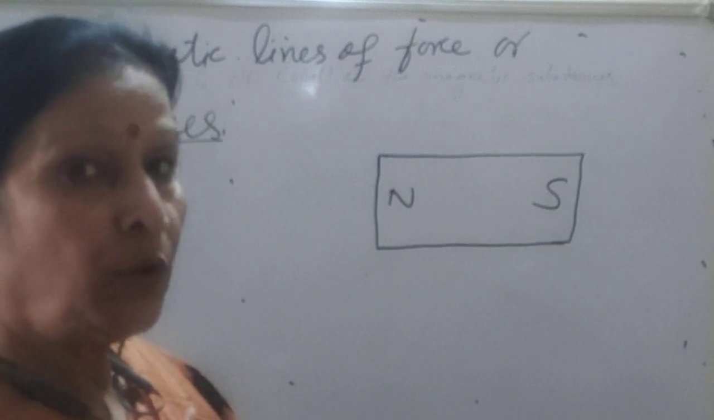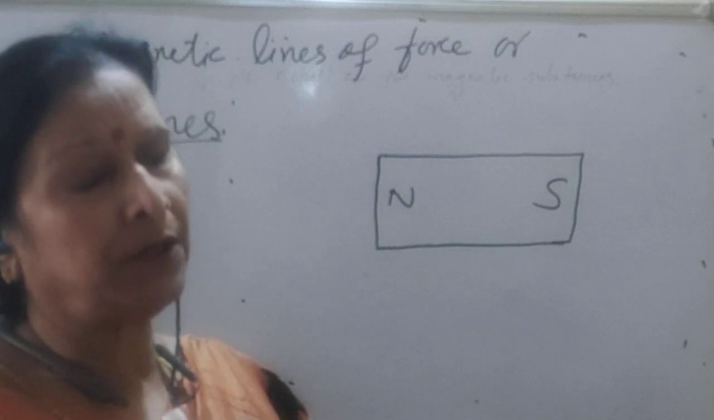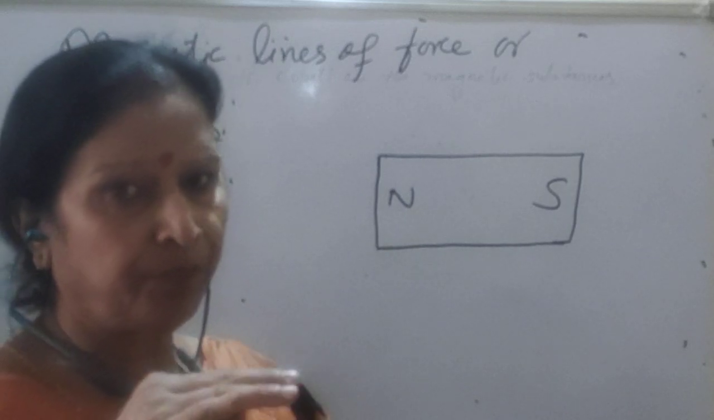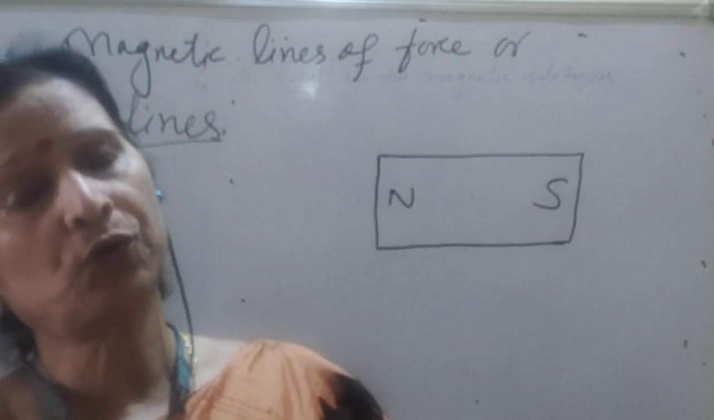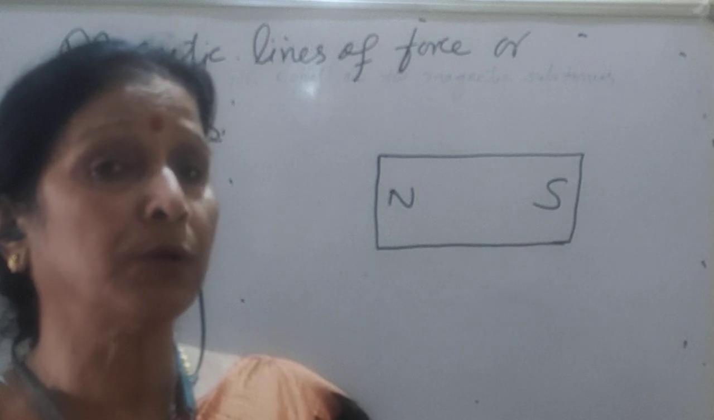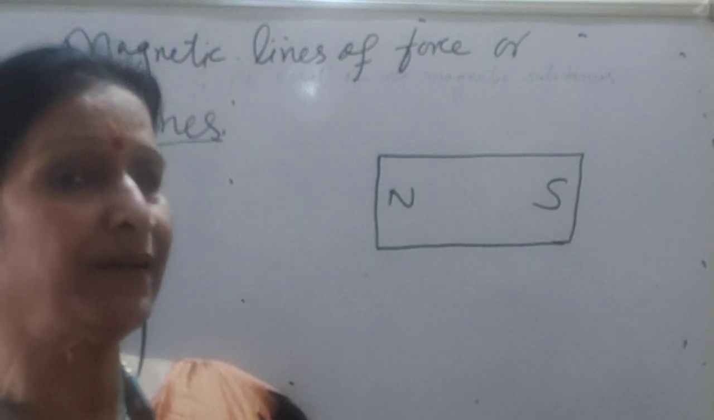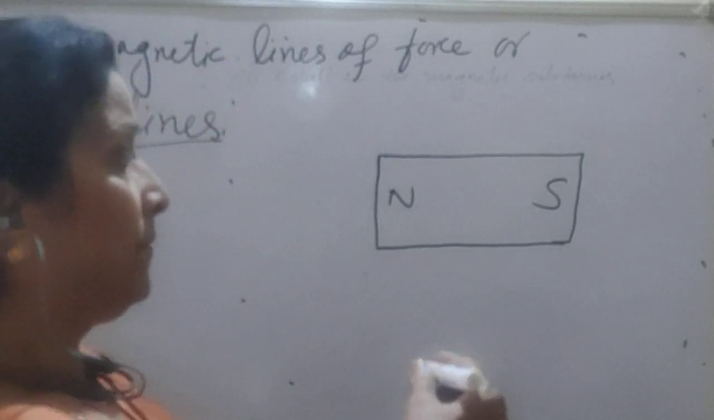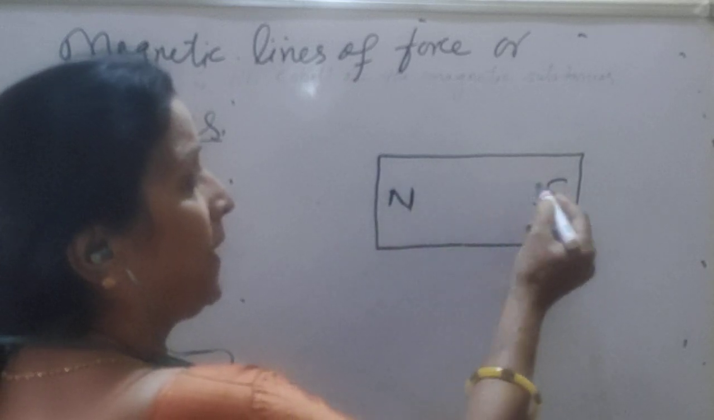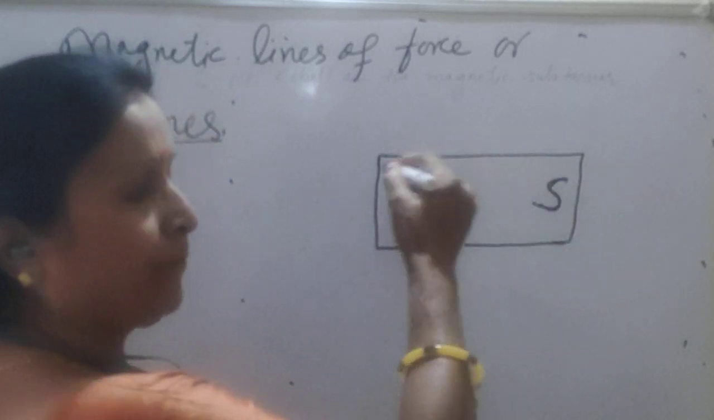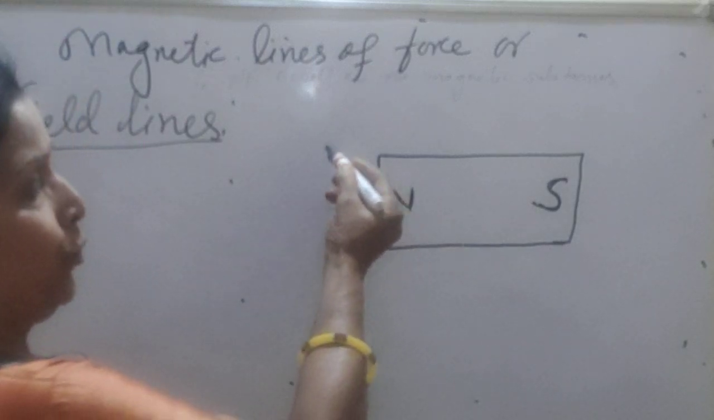Now pay attention nicely to understand this topic, children, because the whole chapter, magnetic effect of electric current, is based only on magnetic line of force. Everything. So let us understand this topic nicely. Suppose we have this north pole and this is the south pole of the magnet. Now we keep a magnetic needle near the north pole.